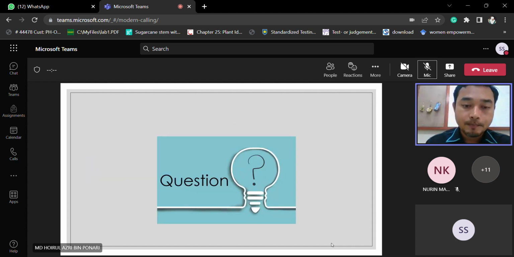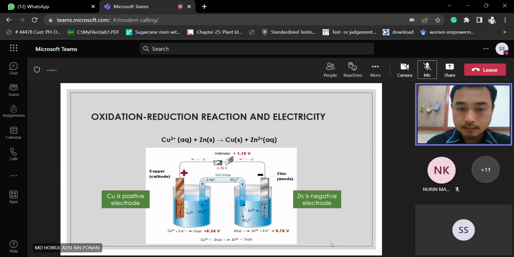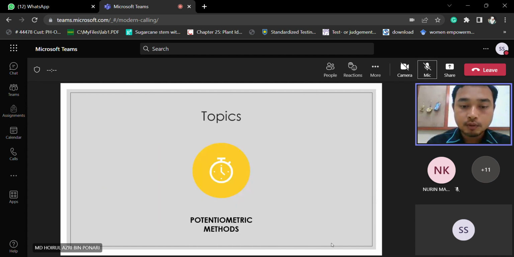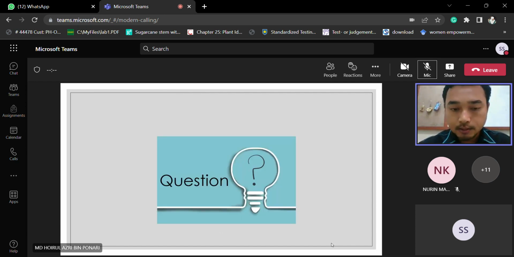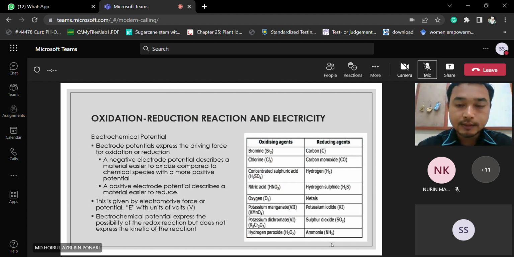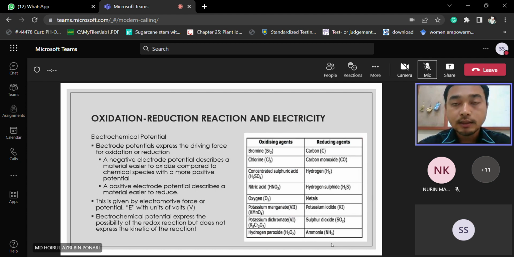So let us continue with our new topic, which is the potentiometric methods. So what are potentiometric methods? You must remember, in order for redox reactions to occur, we must have potentials. What are electrochemical potentials?